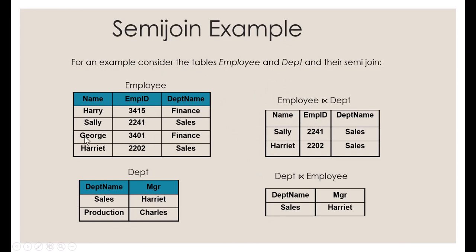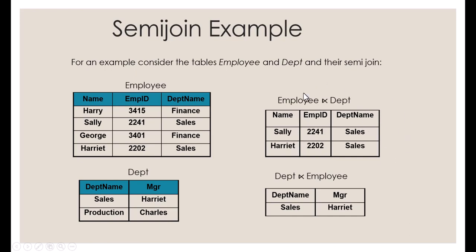Okay, next one is George. We have 3401, and finance is the name of the department. Finance, we're not able to find here, so we skip that one. The last one is Harriet with 2202. We have sales being the department name. We are able to find that here. So that row of data is returned, but again, the manager is not there.